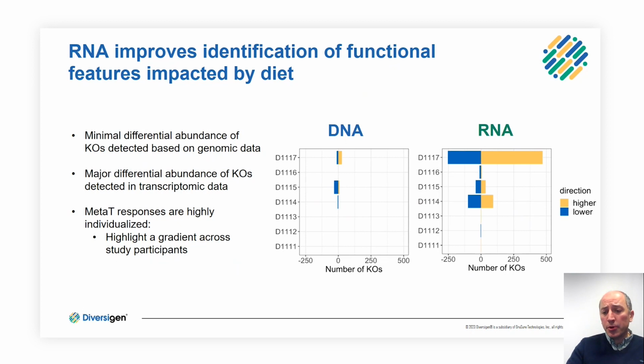And you do see a couple of donors where there's very little change or no change at all. Those would be the non-responders. But donors 114 to 117 show responses, with some of the KOs increasing in relative expression and other KOs decreasing in relative expression. And again, you see a gradient across those participants. There's a very strong responder for donor 117, and then a lower response for donor 116.